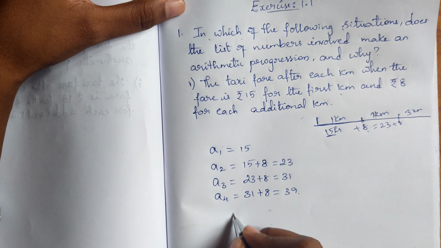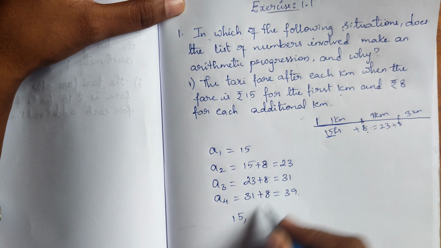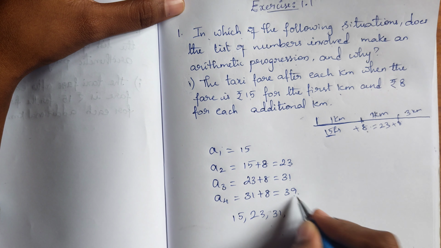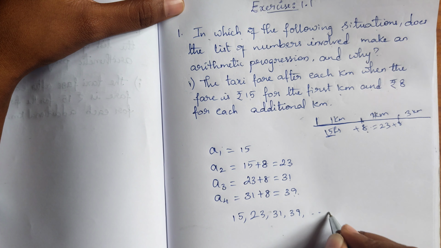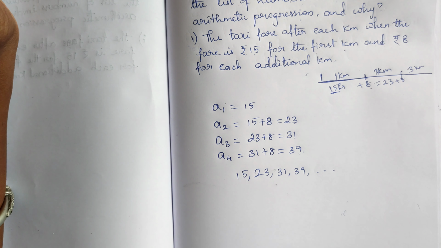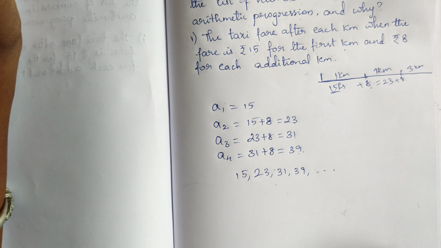So the first term is 15, the second term is 23, the third term is 31, the fourth term is 39 and so on. So this is the list of numbers we got. But we have to find whether it is an AP or not.